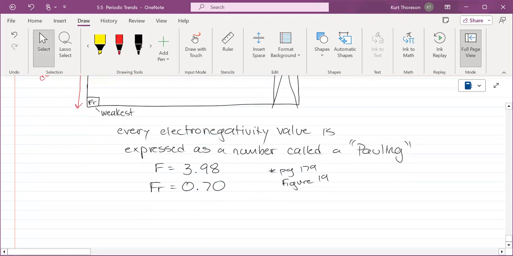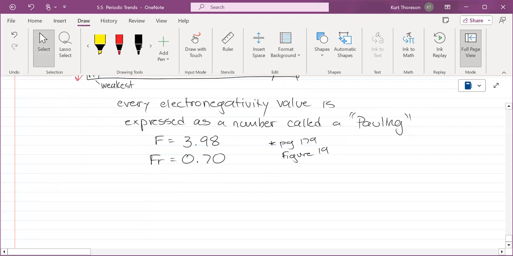Now, here's the last thing. And this last thing I'm going to tell you will be it for today's class. And it's going to be a great way to transition into our next unit, which will start on Monday, called bonding. Why is electronegativity important?